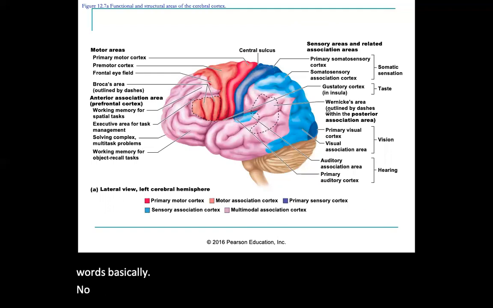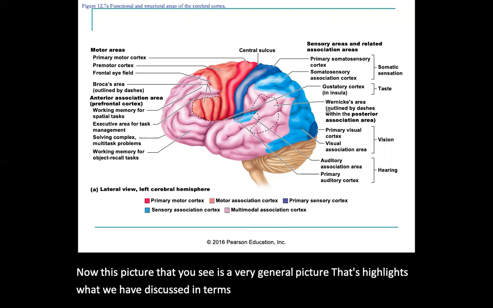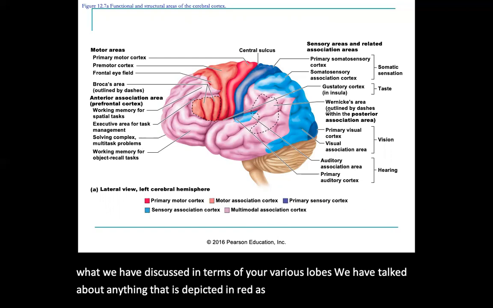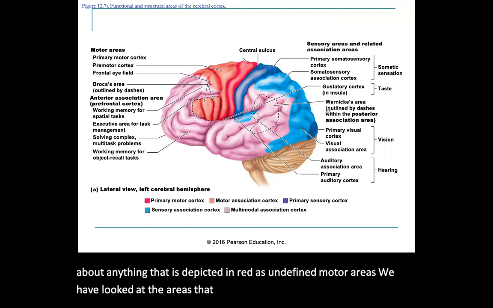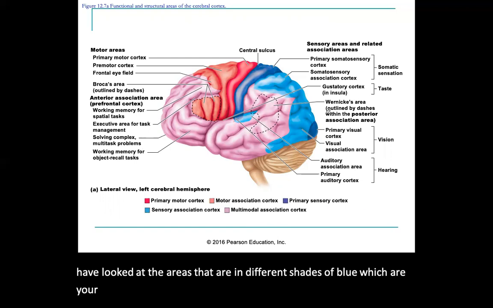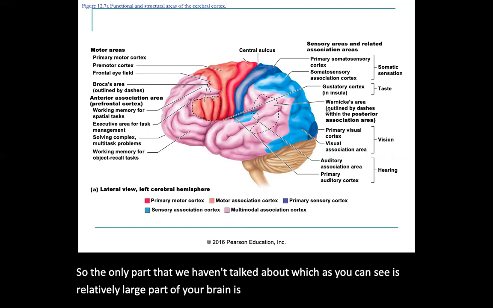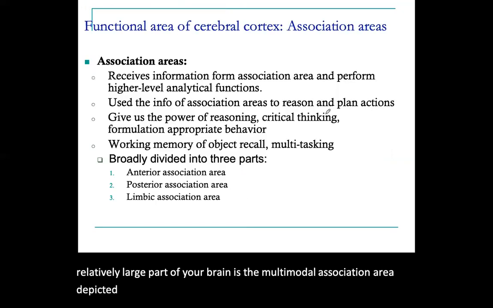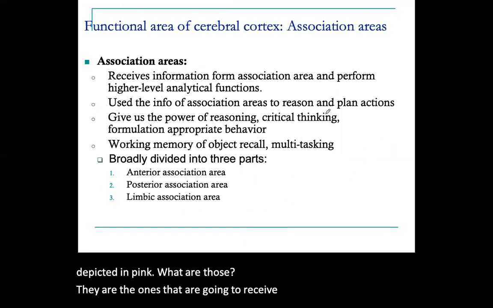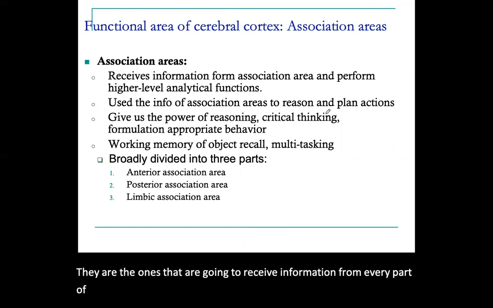Now, this picture that you see is a very general picture that highlights what we have discussed in terms of your various lobes. We have talked about anything that is depicted in red as different motor areas. We have looked at the areas that are in different shades of blue, which are your sensory or the association areas of that sense. So the only part that we haven't talked about, which as you can see is relatively a large part of your brain, is the multimodal association area depicted in pink. So what are those? They are the ones that are going to receive information from every part of the association area and perform what we identified as higher level analytical functions.